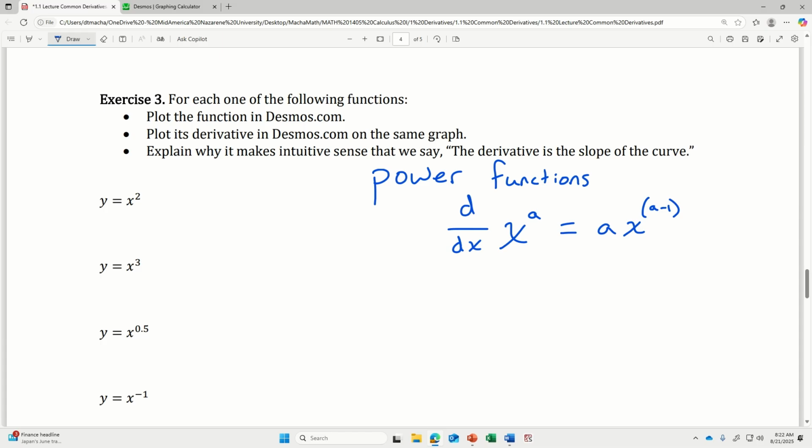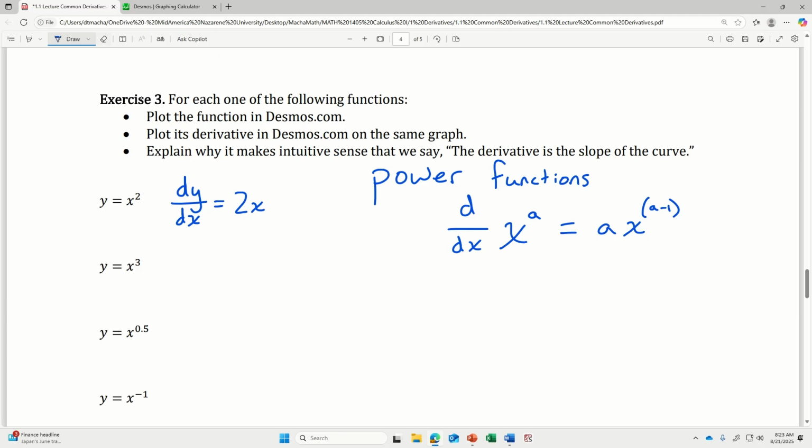So somebody tell me, what would be the derivative of x squared? 2x raised to the first power. Yep. 2x, and you could say 2x raised to the first power, but x raised to the first power, you can just write as x if you want to. And so this derivative would be 2x.